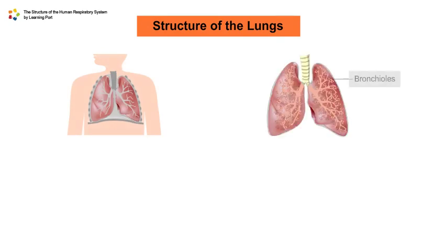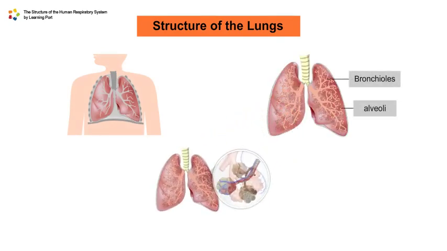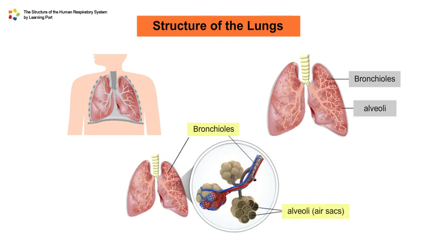Let's look at the structure of the lungs. Each lung is made of bronchioles and alveoli. Alveoli are air sacs, which are covered with a network of blood capillaries.